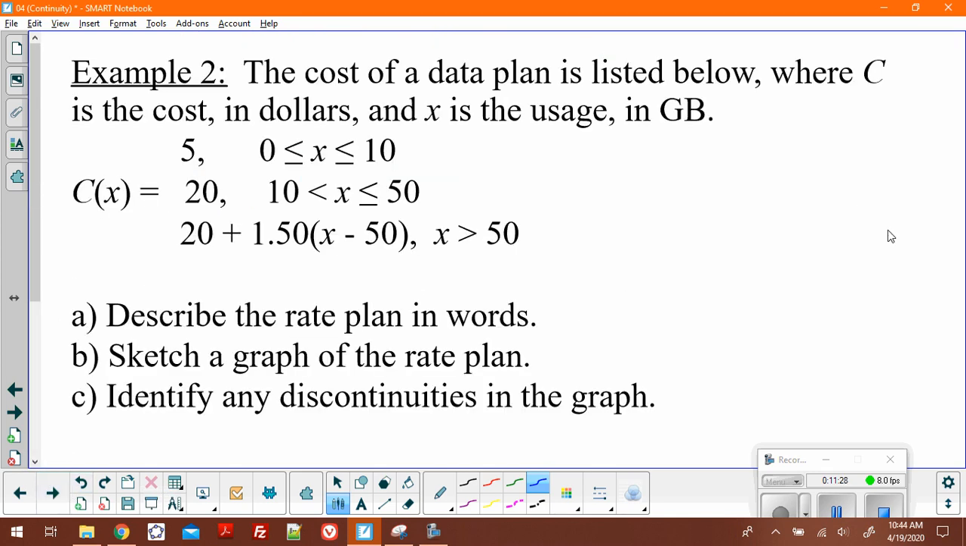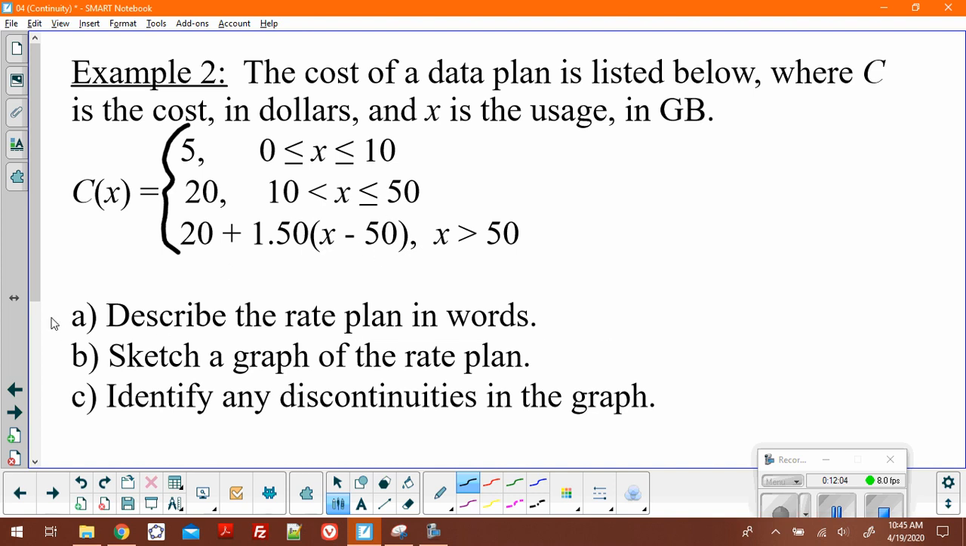Example 2. So I guess this is an example of an area where a piecewise function comes in. The cost of a data plan is listed below, where C is the cost in dollars and x is the usage in gigabytes. It costs you $5 for anywhere between 0 and 10 gigabytes. It costs you $20 if you end up using between 10 and 50 gigabytes. And after 50, it's $1.50 per gigabyte. That's why this x minus 50 comes in.